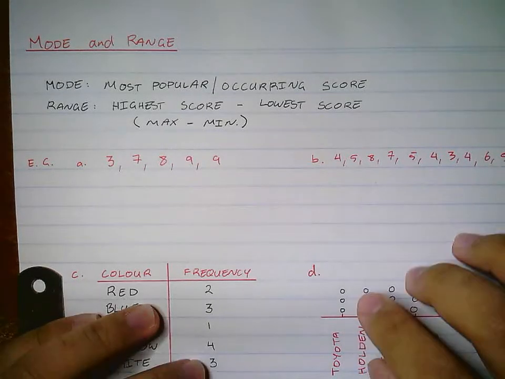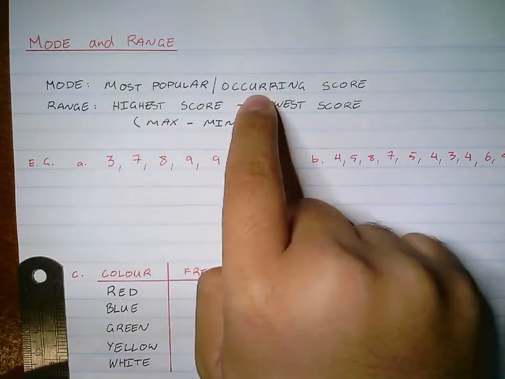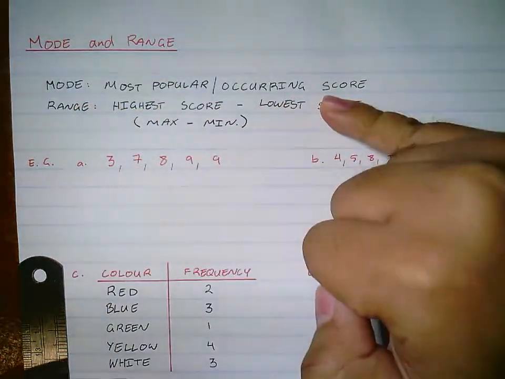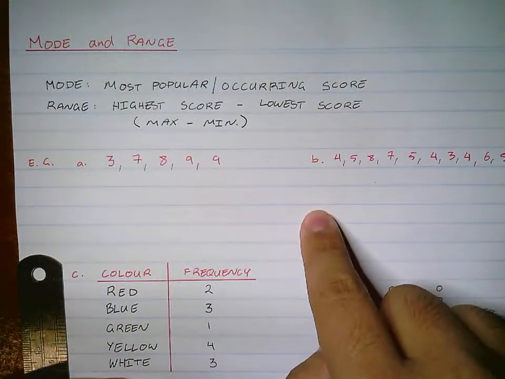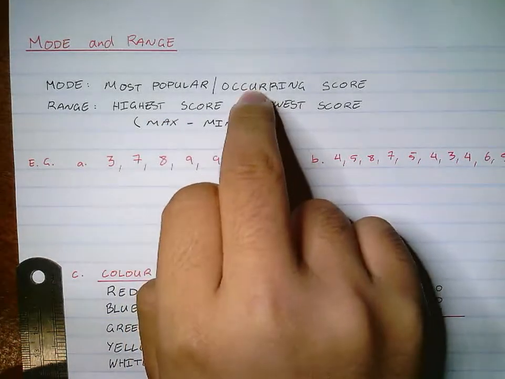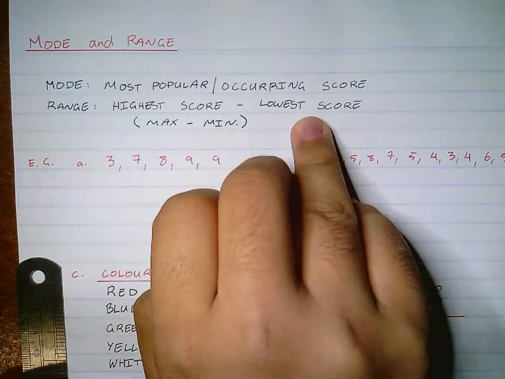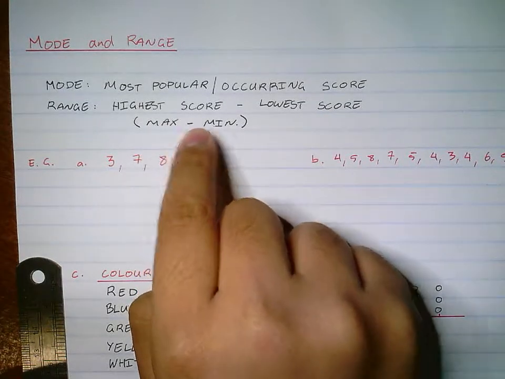Here are the definitions of the mode and the range. The mode is the most popular or the most occurring score. Either way, it's just the one that has the most in that score. And the range is the highest score subtracted by the lowest score. Or you can just say it as the maximum minus the minimum.